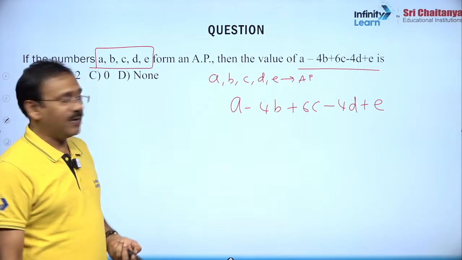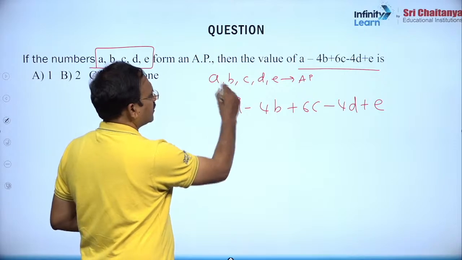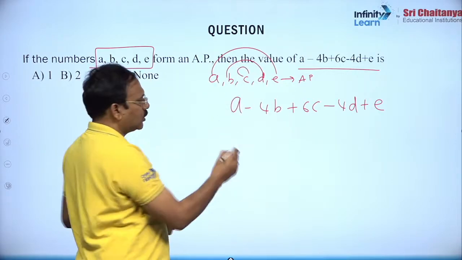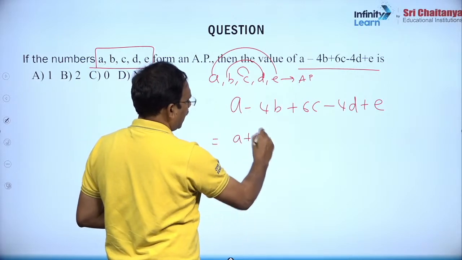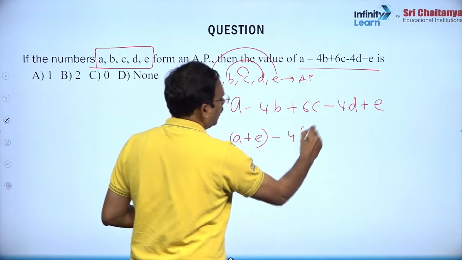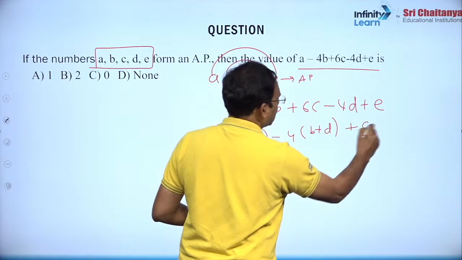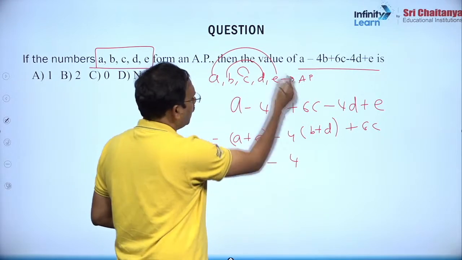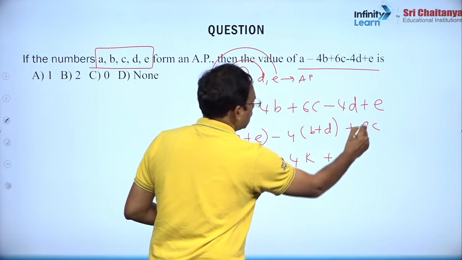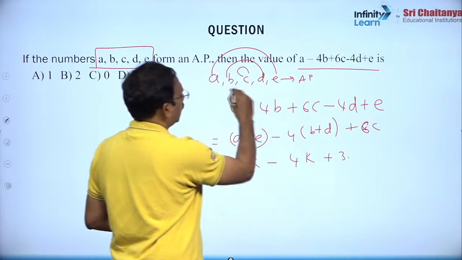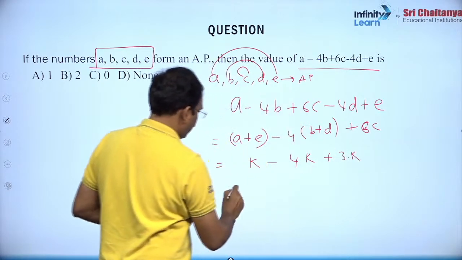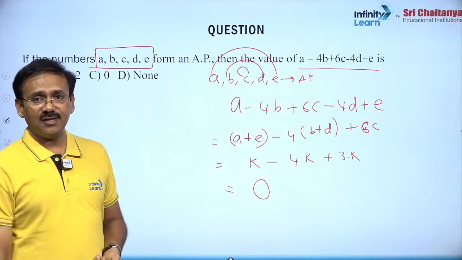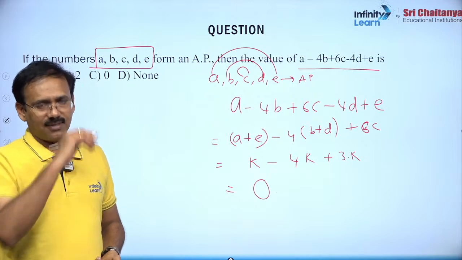Okay, coming to the point, my dear friends, you can observe if these are in AP, A plus E is the same as B plus D, which is the same as 2C. So I will rearrange it as A plus E minus 4 into B plus D plus 6C. Suppose you take A plus E as K, B plus D will also be K, and 6C is 3 times 2C, which is also K. You see, 4K minus 4K is 0. 0 is the answer, that is it, dear students, right.